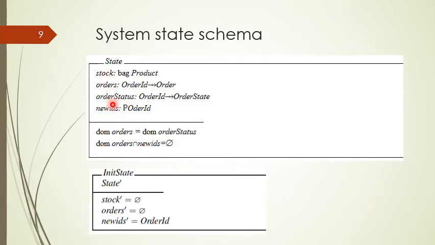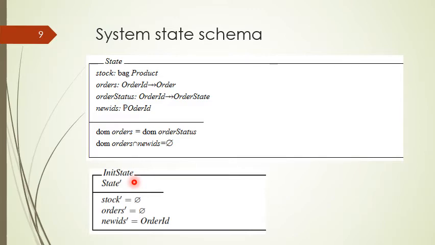However, we have four system state variables which are declared in the upper part of the system state schema, and there are two invariant properties for the system order in stock. The first property is that the order IDs of orders and order status should be the same, and whatever IDs we have used to make orders and new IDs, there should be no order ID common in them.